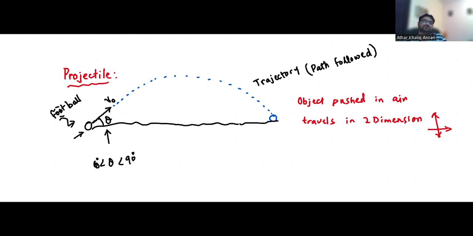That object is a projectile, and the path it is following, that I named trajectory, in math you can say this is a parabolic path. So this is a parabolic path. The trajectory is parabolic in nature. Okay, when we are talking about this parabolic path of the projectile, we also need to talk about some properties of the projectile. Very important properties of projectile that we need to remember.